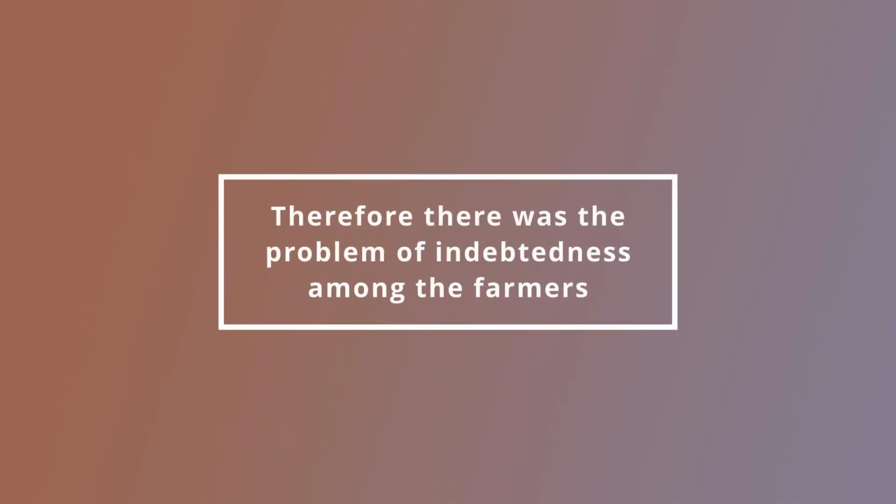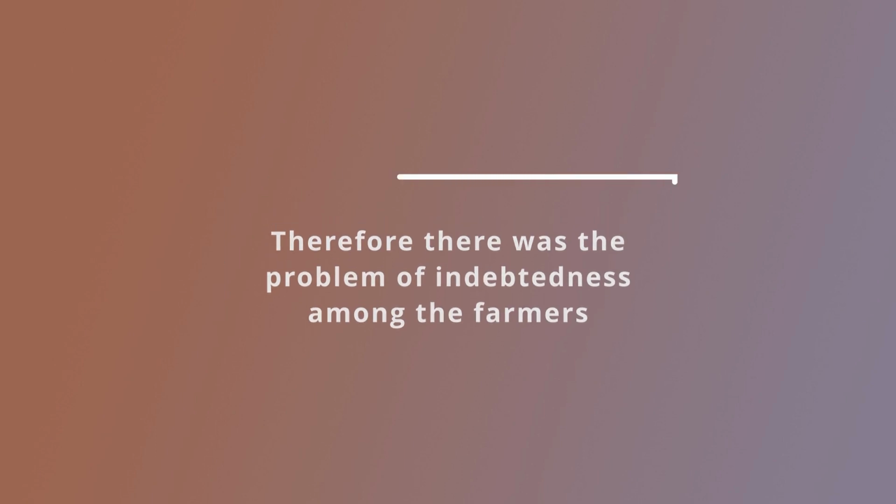That means encouraging cash crops rather than food crops. So we find that more and more areas were covered by indigo, raw cotton, and jute. In this way, the common farmers depended too much on local money lenders, because commercial farming needed a huge amount of credit in terms of money. Therefore, there was the problem of indebtedness among the farmers.